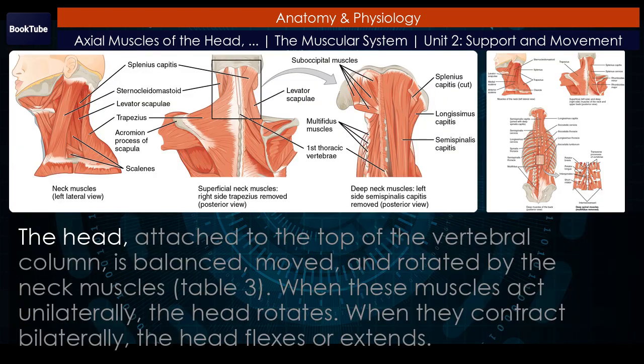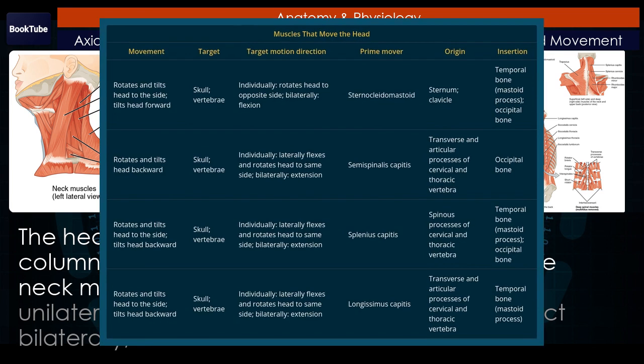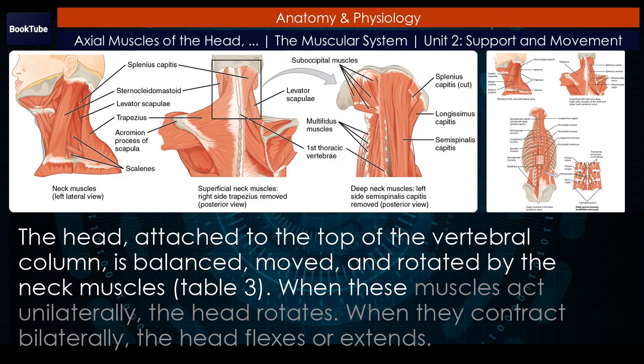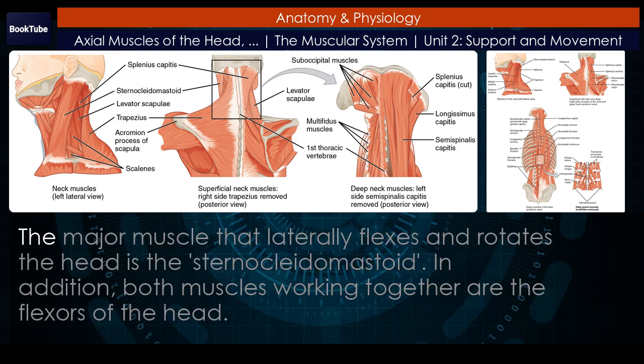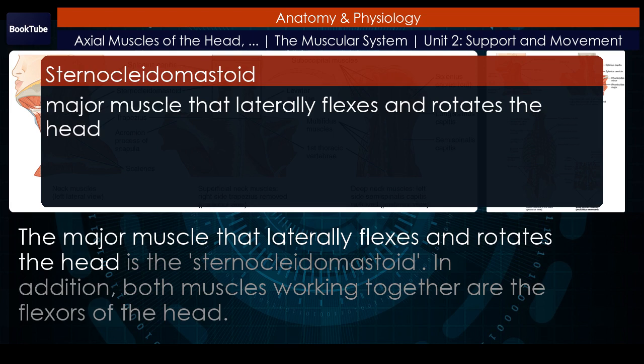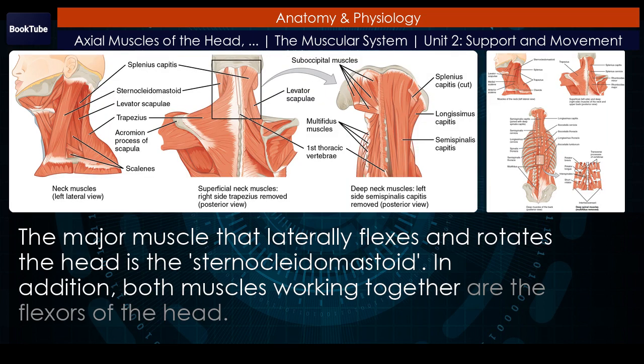The head, attached to the top of the vertebral column, is balanced, moved, and rotated by the neck muscles. Table 3. When these muscles act unilaterally, the head rotates. When they contract bilaterally, the head flexes or extends. The major muscle that laterally flexes and rotates the head is the sternocleidomastoid. In addition, both muscles working together are the flexors of the head.